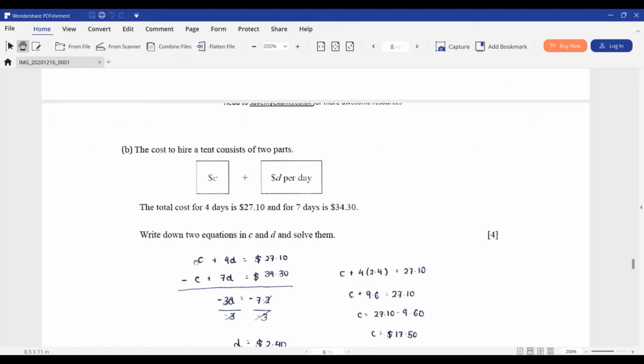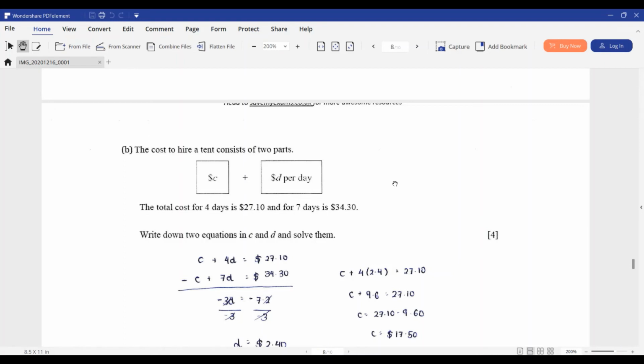$27.10. Well, how did this come about? C is constant, 4 multiplied by the number of days, because look at the D per day, per stands for multiplication, and adding this, C plus 4D is equal to $27.10 because that's the total cost. This formula represents the total cost of the stay. Now we do the same thing for the 7 days, except now it's C plus 7D and the total changes, which is now $34.30. So now we have a simultaneous equation to solve here.